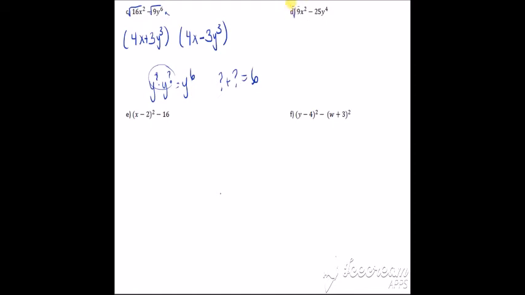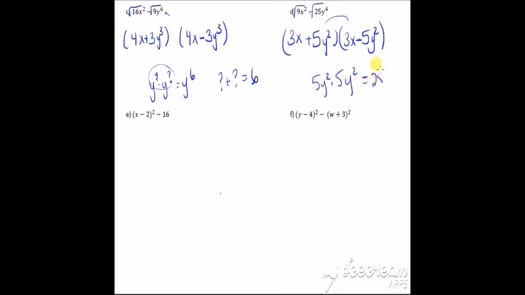Okay, same logic here. We're going to have 3x as the front number. We're going to have one addition, one subtraction. And then when we root 25, it's 5. When we root y to the exponent 4, we get y squared. Because if we were to reverse this and expand it, we would actually get 5y squared times 5y squared, which would give us 25, and y squared times y squared is y to the 4. And that's how we get back to the original.